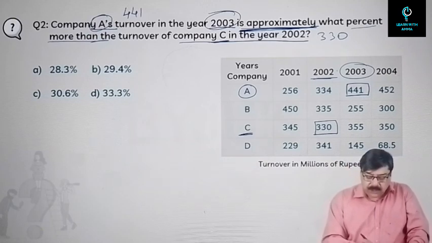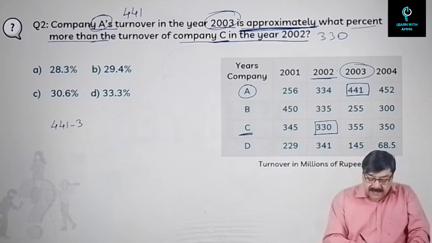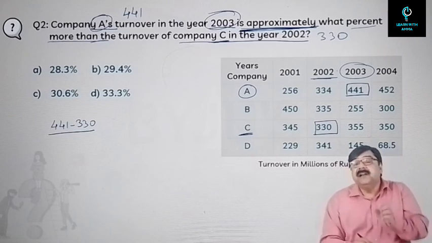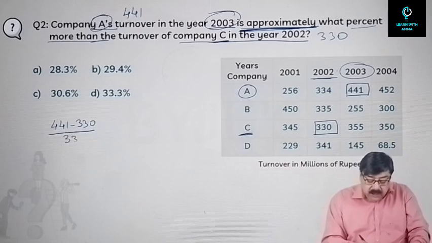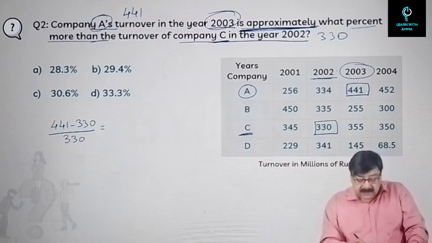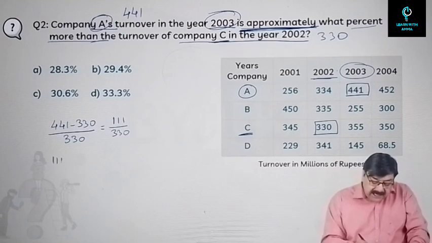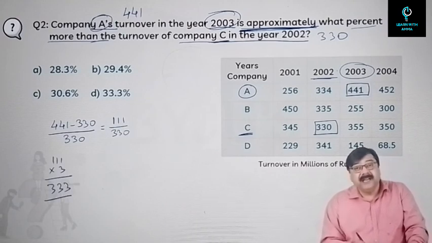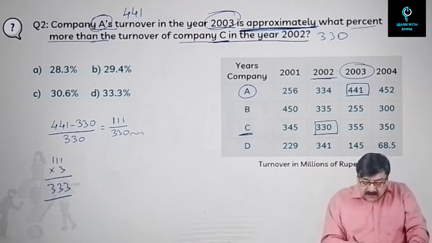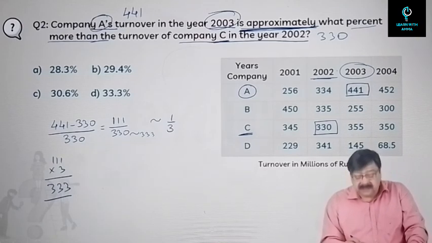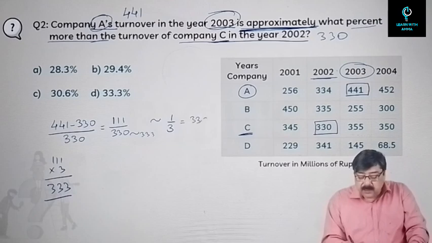That's it. So what do we do? This is 441 minus 330 than 330. So after the word than, the figure that appears is 330. That goes into the denominator. So 441 minus 330 would give us a figure that is 111 by 330. Now 111 into 3 is 333. And this 330 is quite near to 333. So we can say that this is very near to the fractional equivalent, that is 1 by 3, which is equal to 33.3% given to us in choice D.